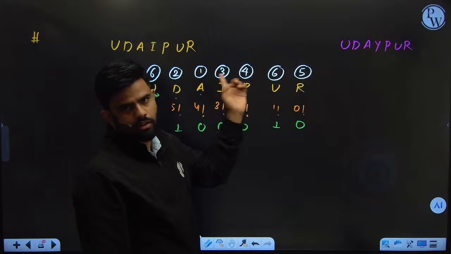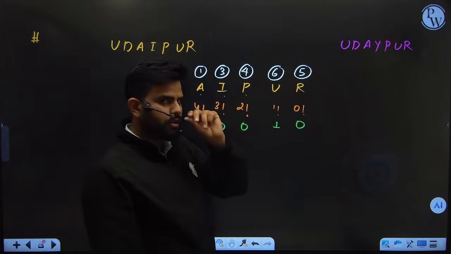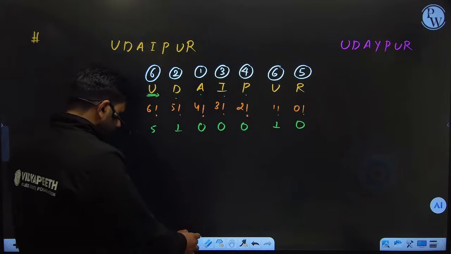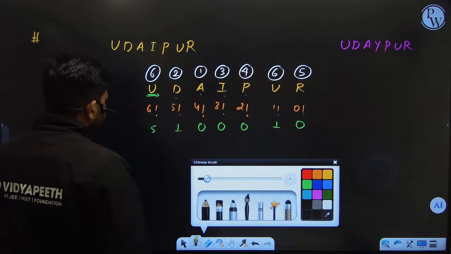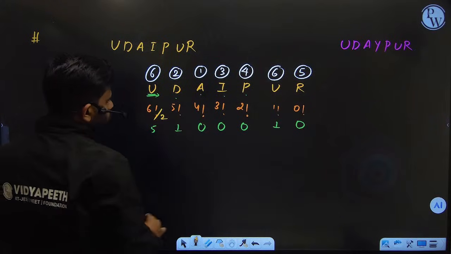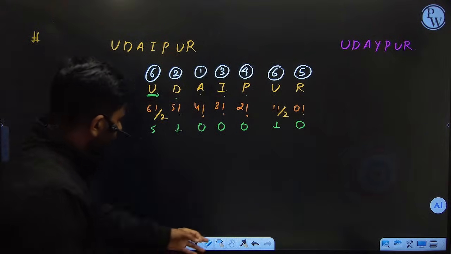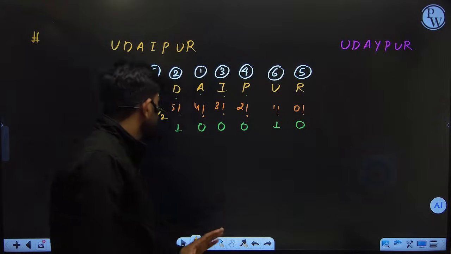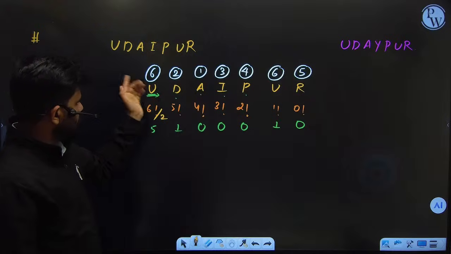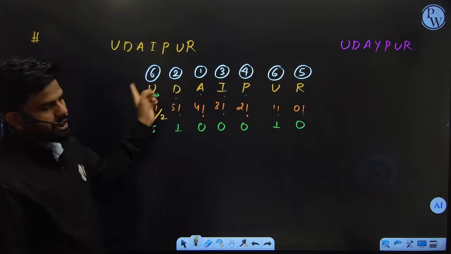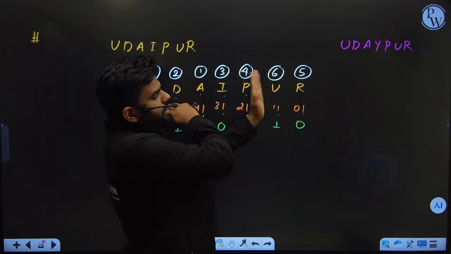So there is no number which is smaller than 3, so it will be 0. Similarly I have written for all of them, right? Now u is repeating twice, so we will divide this 6 factorial by 2. Sorry, we have to divide this by 2, right? Because u is repeating twice on the right side. But if we see, this u will be on the left, not on the right.